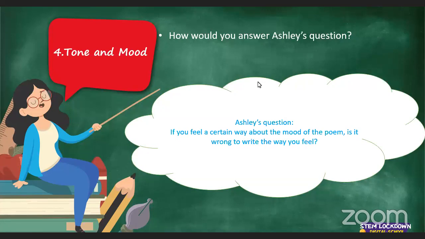Okay, so let's read the question again. If you feel a certain way about the mood of the poem, is it wrong to write the way you feel? The answer is it is not wrong. I saw someone saying that it is wrong because your answer might not be the same as the teacher's. So you need to be able to analyze poetry and have your own answers. Your answer doesn't have to be the same as the teacher's.